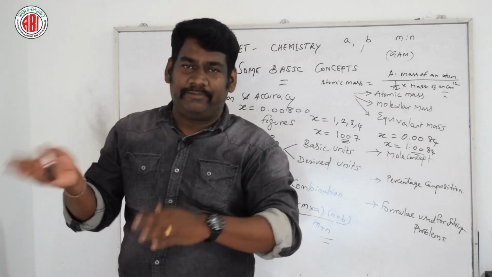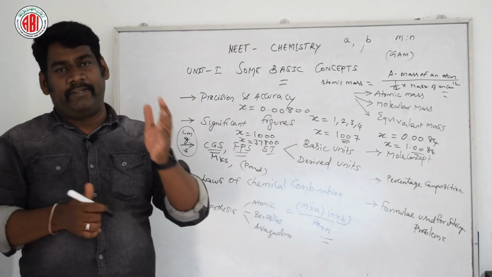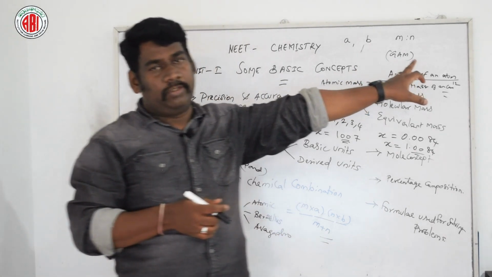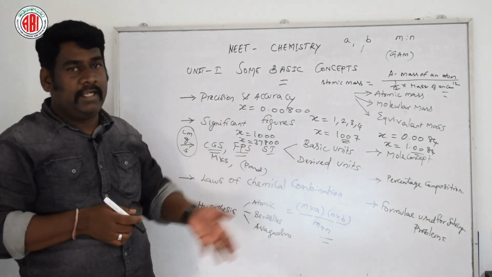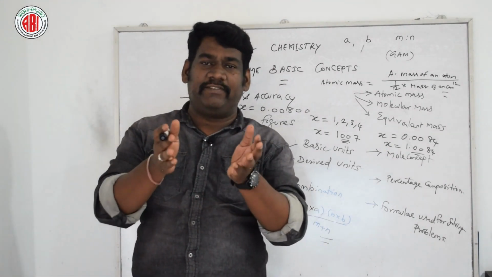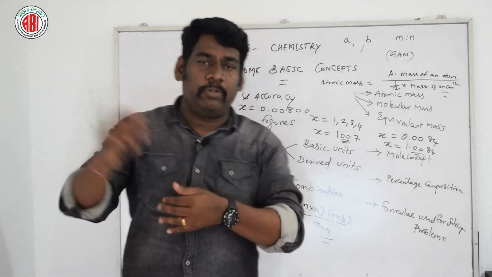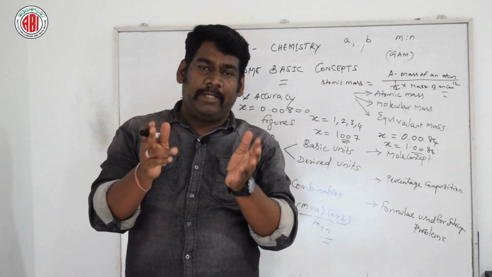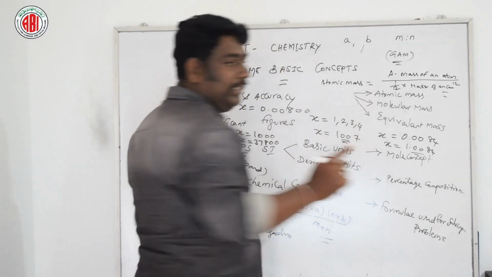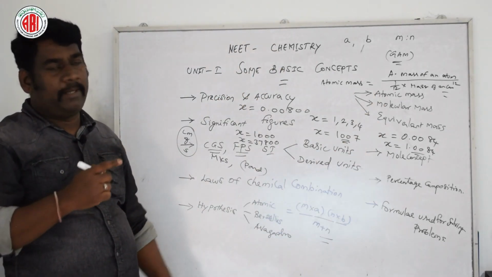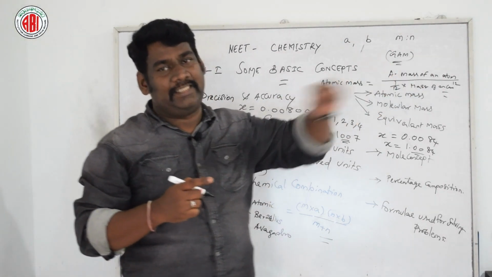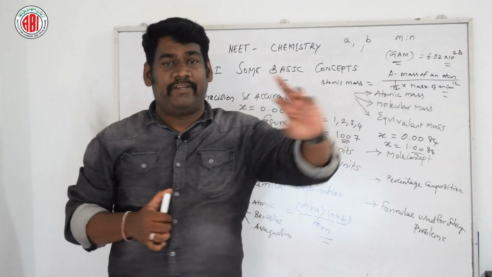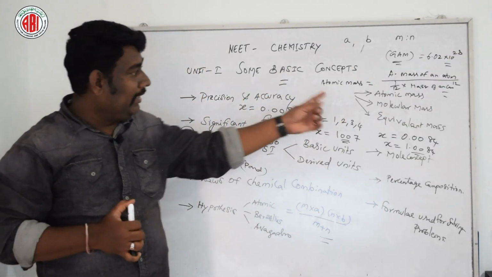A gram atom or mole atom we can consider as the other terms. So the number of gram atoms is equal to mass of the element by gram atomic mass. Or the mass of a particular element given in gram is number of gram atoms into gram atomic mass. The number of atoms present in 1 gram atomic mass is equal to 6.02 into 10 to the power of 23.